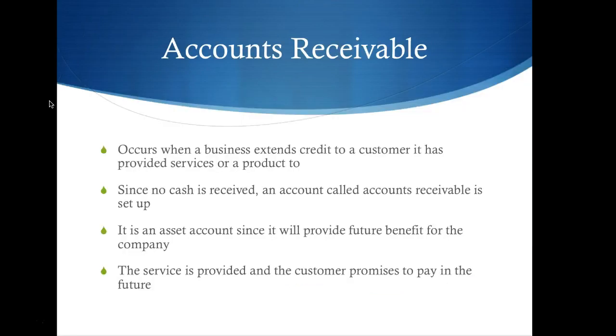So let's start with accounts receivable. Accounts receivable occurs when a business will extend credit to a customer that it has provided services or a product to. Now, in this case, no cash is received, and since no cash is received, an account called accounts receivable is set up. Now, accounts receivable is an asset account since, according to the definition of an asset, it will provide future benefit for the company. So in this case, the service is provided and the customer promises to pay in the future. But again, no cash is received at this current time.